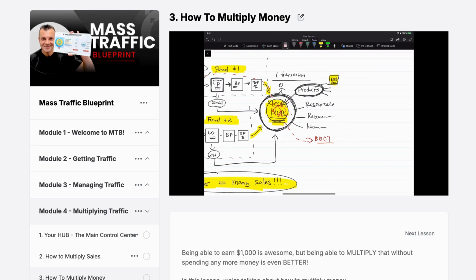Maybe it's not necessarily Mass Traffic Blueprint, although we incorporate this everywhere. So let's say this is a product on list building. Now we do have a list building mastery course inside the Internet Traffic Academy, which I'm going to tell you about. But let's just say hypothetically that a customer would come in, and I had a standalone product on list building.